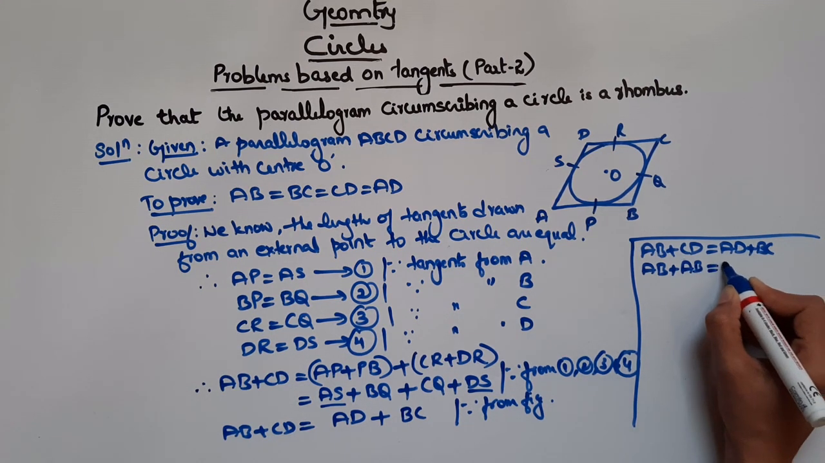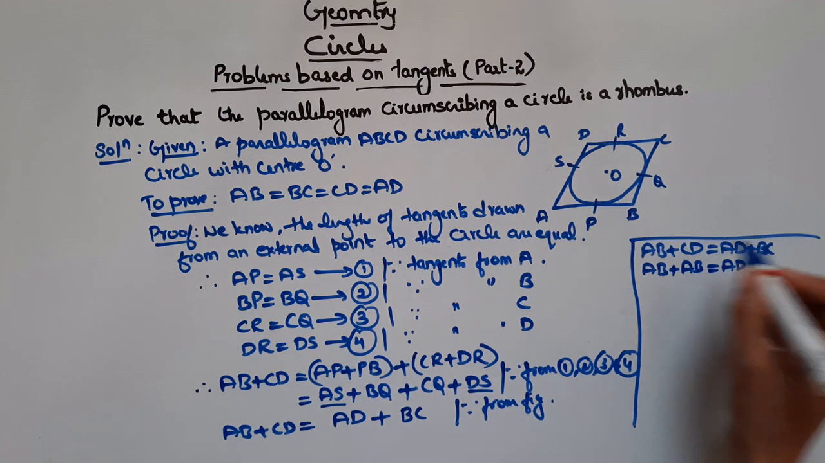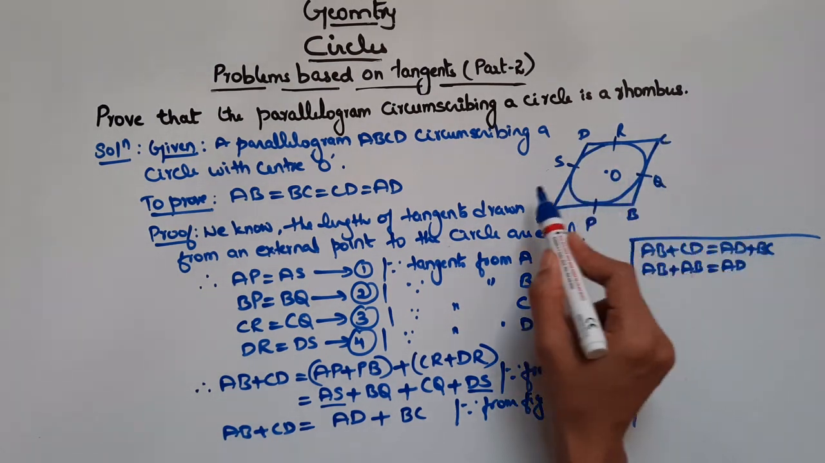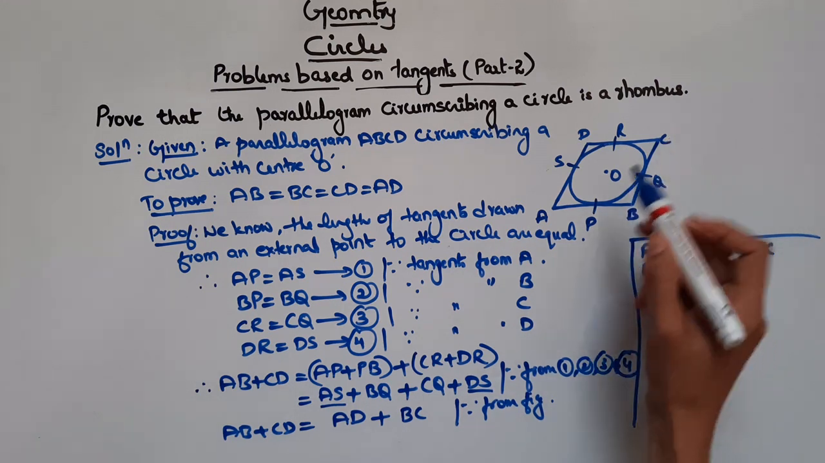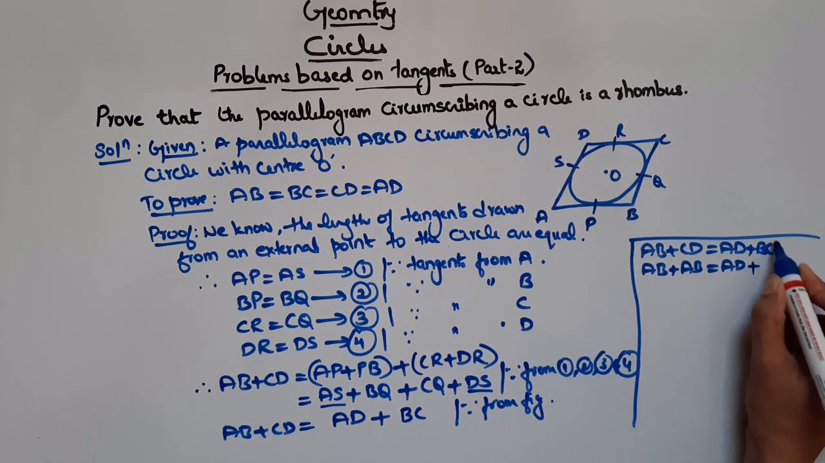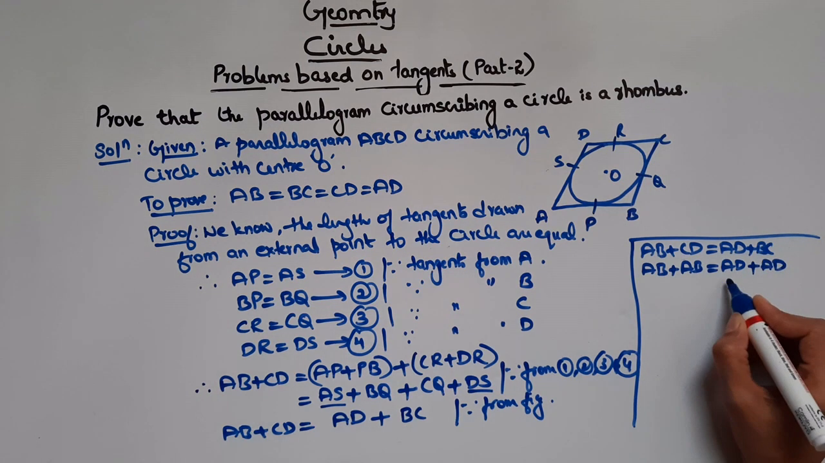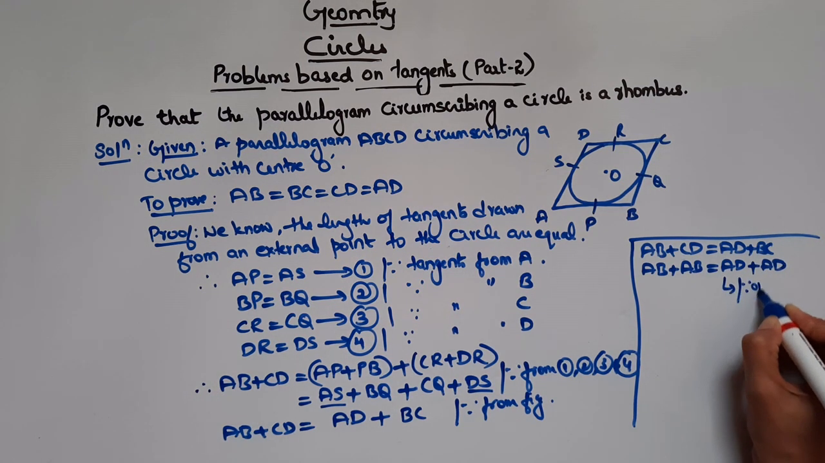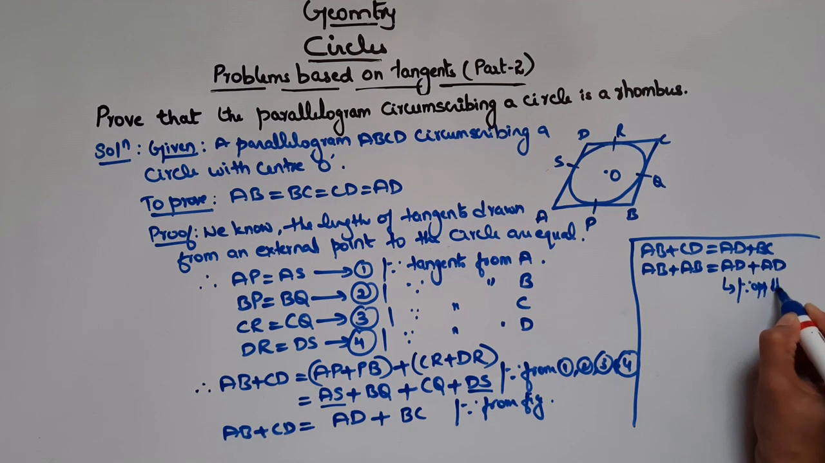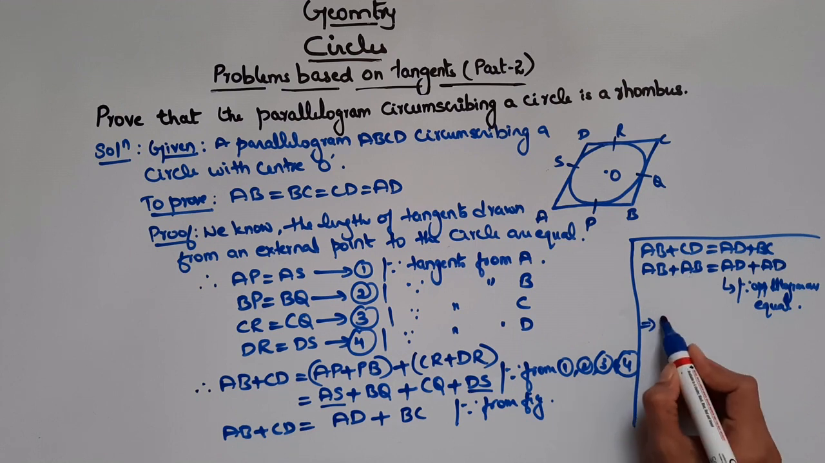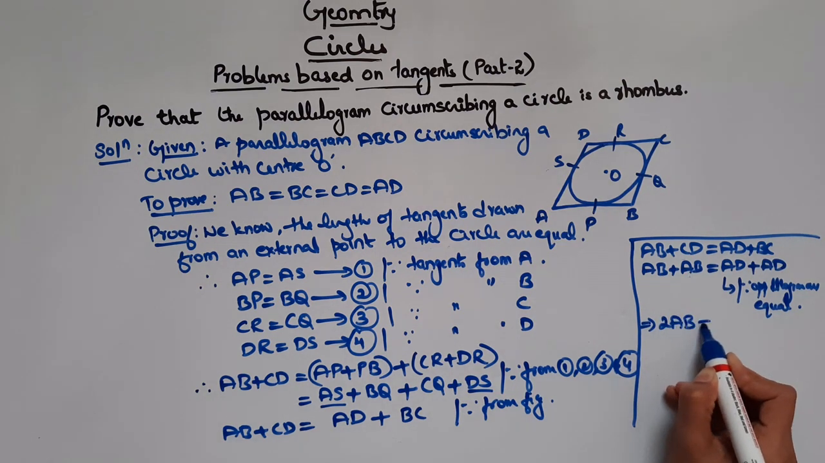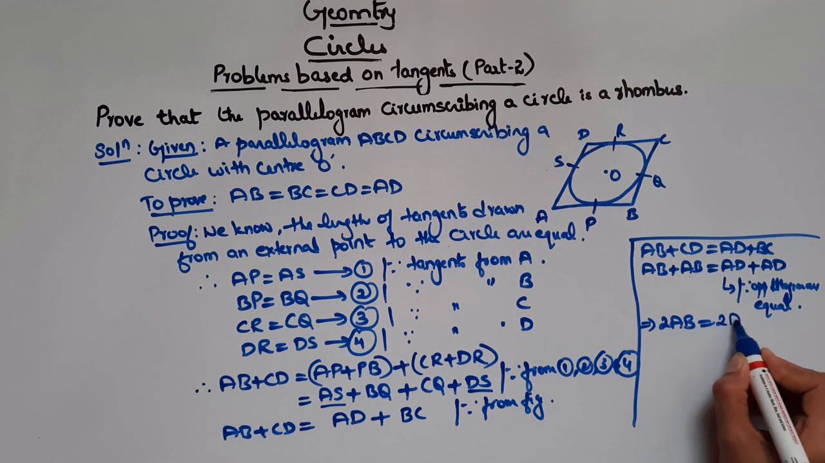Which is equal to AD. Here AD and BC are the opposite sides. They are also equal. So we can write BC is equal to AD, plus in place of BC we can write AD. Here the reason you can write is: since opposite sides of a parallelogram are equal. So now we have, this implies AB plus AB is 2AB, which is equal to AD plus AD is 2AD.